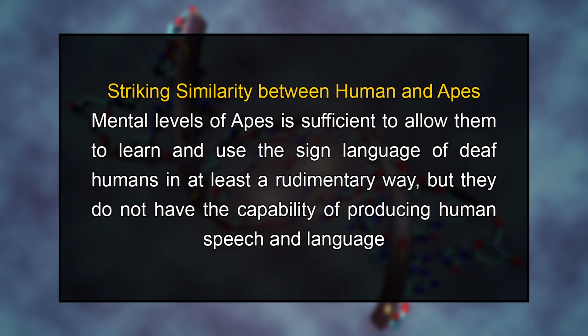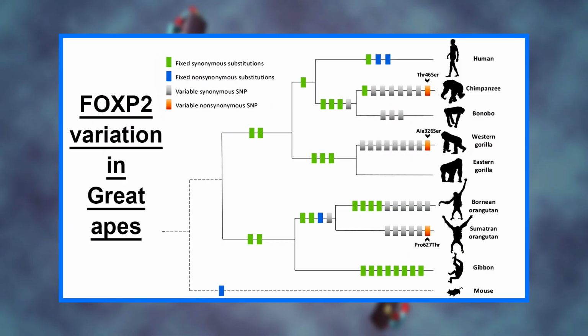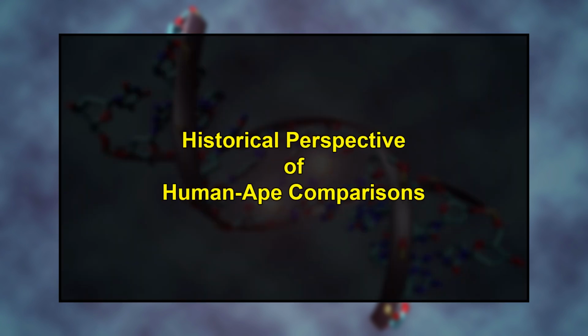This is sufficient to allow them to learn and use the sign language of deaf humans in at least a rudimentary way, but they do not have the capacity or capability of producing human speech and language. This is likely due to the fact that they have a different form of another key regulator gene known as FOXP2.